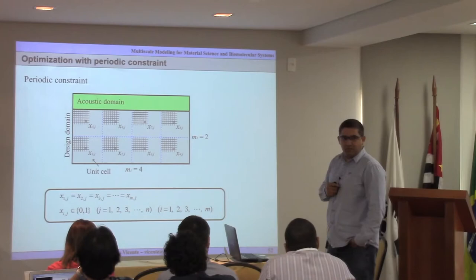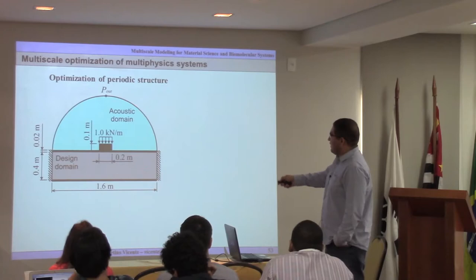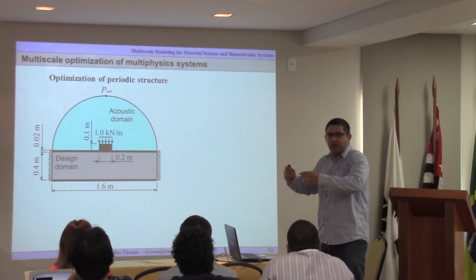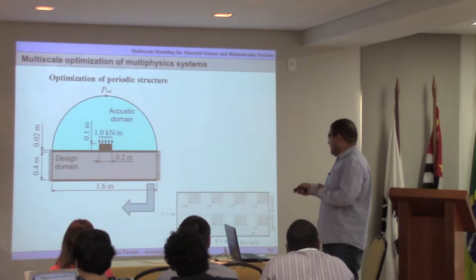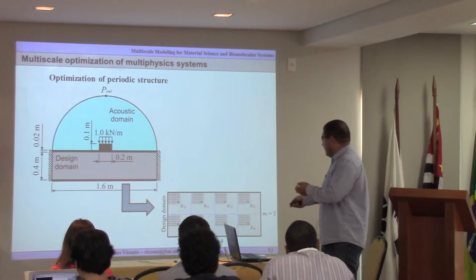Then let's see here. We have the acoustic domain, we have an external load here, which could be a machine running here, for example, and we want to minimize the sound pressure at this point. And for this, we need to optimize this design domain, imposing some periodic constraint in this domain. Then the number of unit cells can vary. We are going to analyze different unit cell modes.